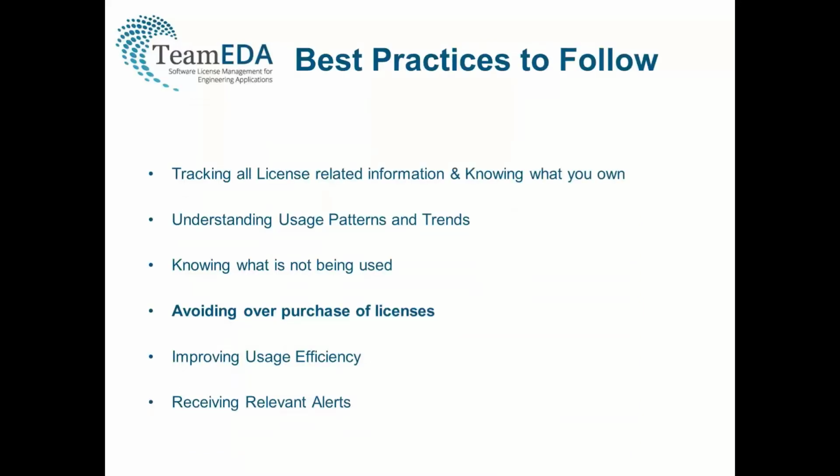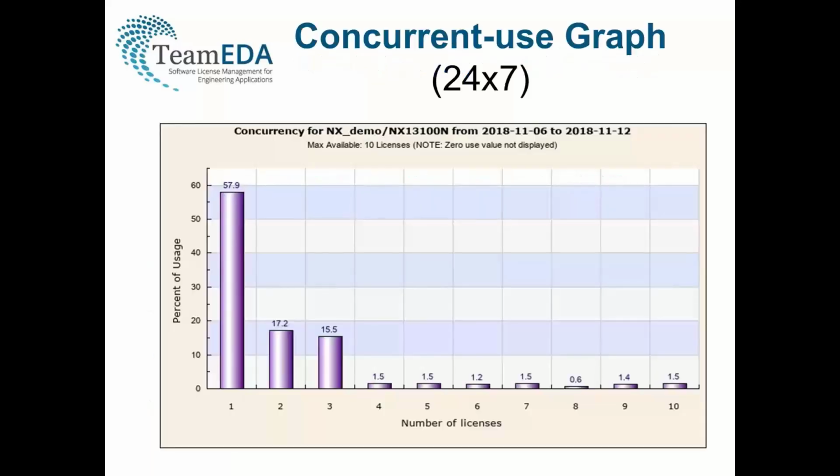The next is avoiding over purchase of licenses. So you might not know at the time of renewals how many licenses you need for the next year. So there's a chance that you might tend to over purchase licenses. So there are a few reports that help you to understand if you need more licenses, or if you can use the existing licenses, or if you can remove some licenses from your existing pool.